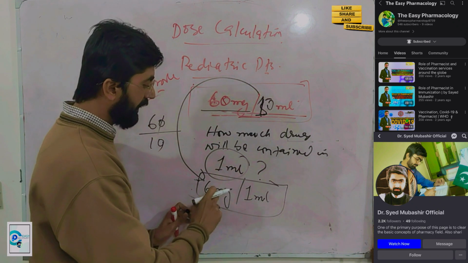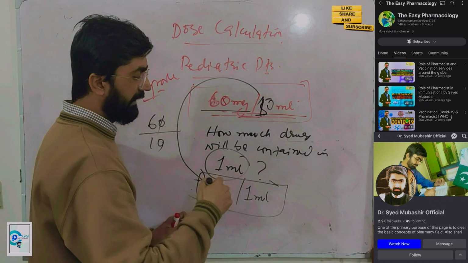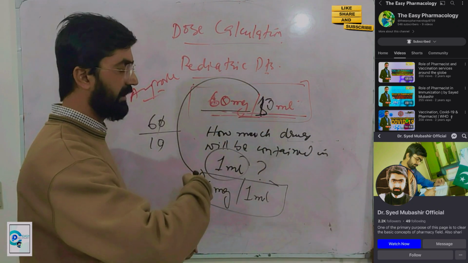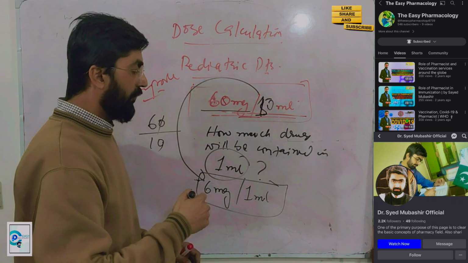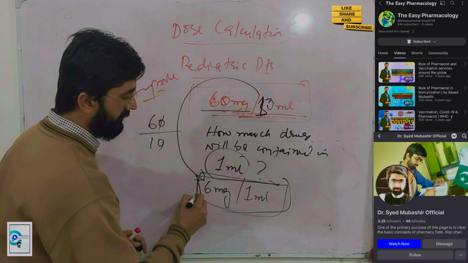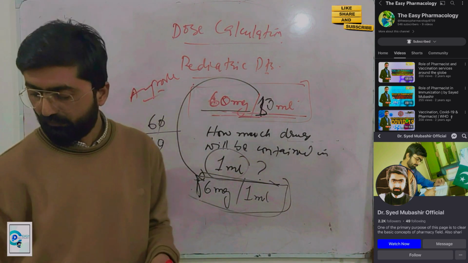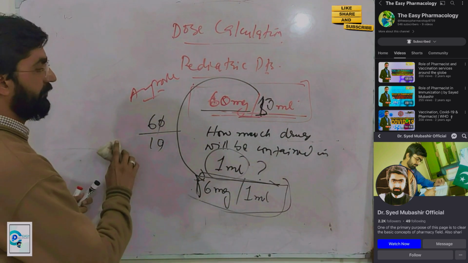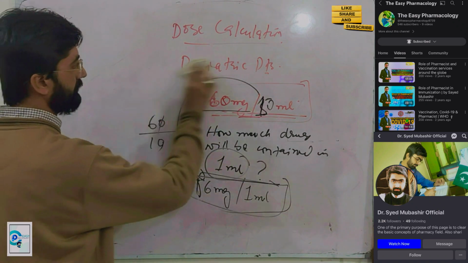Okay, you have to calculate how much drug will be contained in 1 ml. Why are you going to do this? Because now we are coming to that situation. Why have we done this?